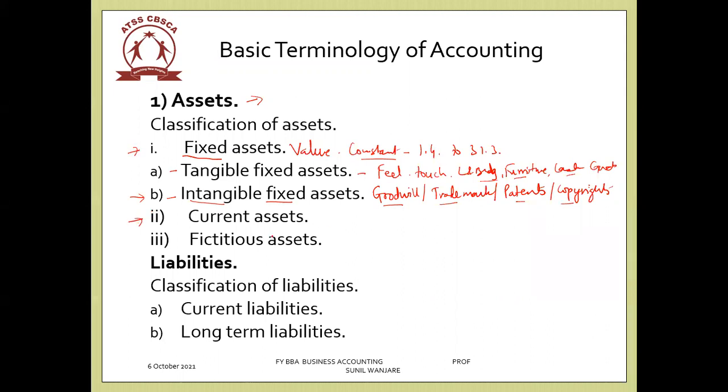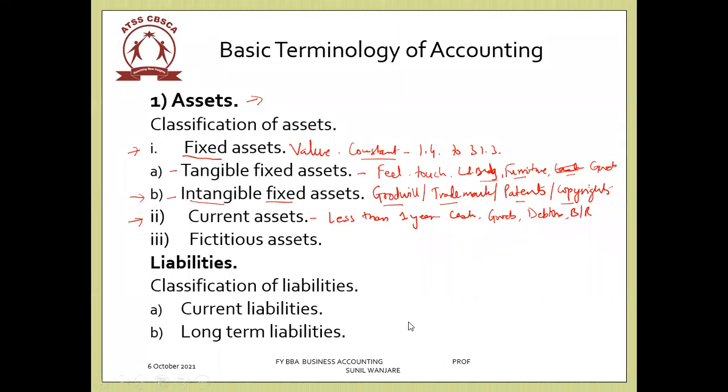Now, second is current assets. What are current assets? All those assets which we hold in the business for less than 1 year are called current assets. So the cash that you have in the business is your current asset. Cash is fluctuating, changing every time. Your goods are your current assets. Your debtors are your current assets. Bills receivable are your current assets.